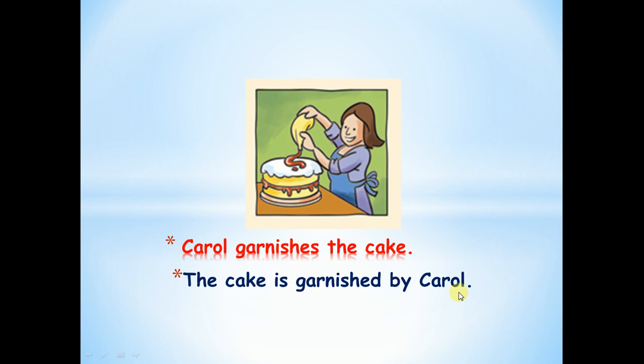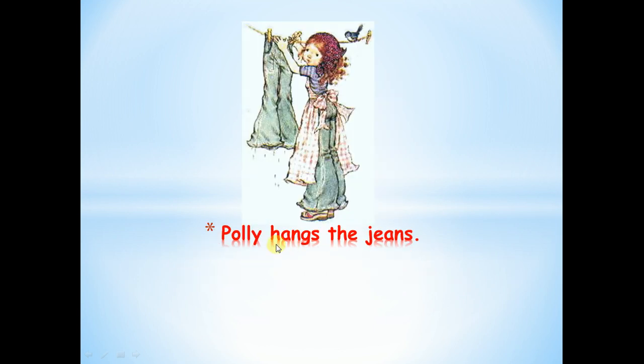So when we talk about passive, we are saying that we are changing the emphasis. Here in the first sentence, we are more interested in Carol. But in the second sentence, we are more interested in the cake. Okay? So next example. Polly hangs the jeans. Passive sentence: the jeans are hung by Polly.